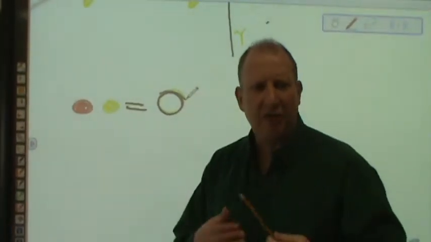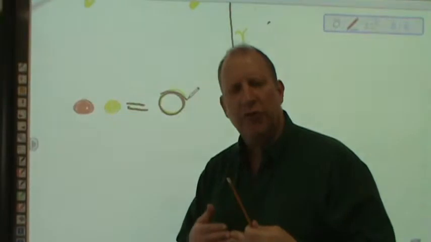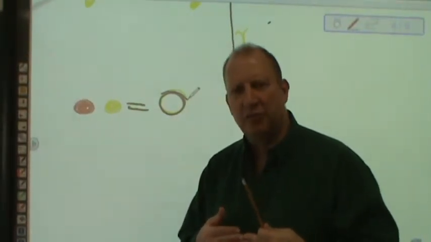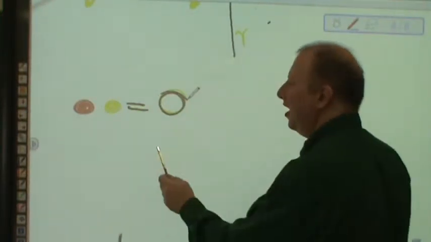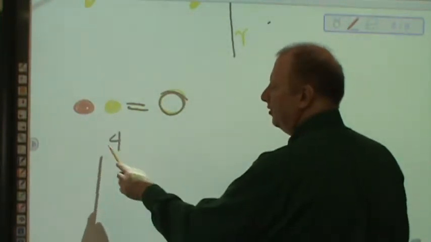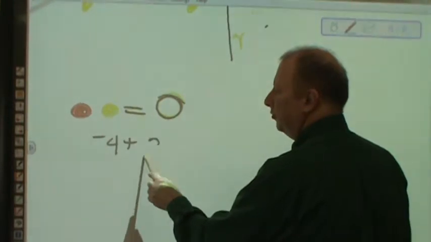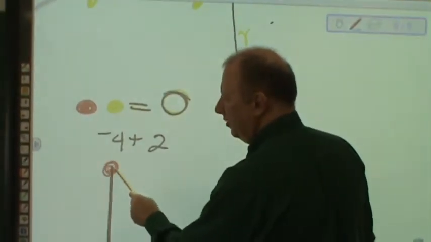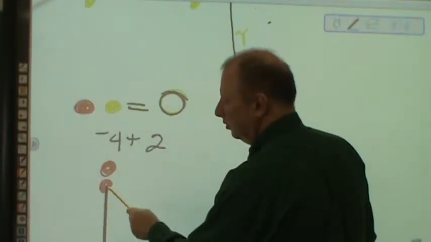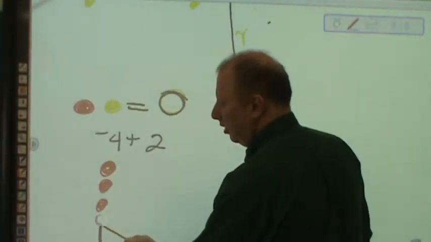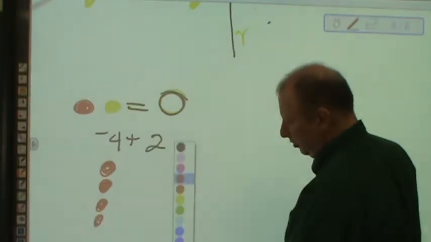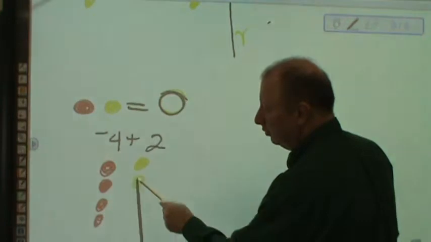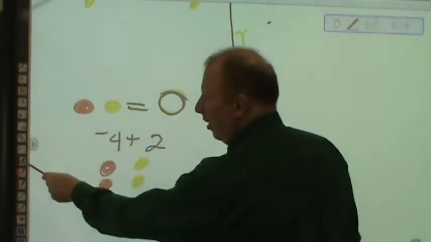Well, let's look at how this works with working with integers. I know you learned a certain set of rules. I'm not looking at the set of rules. Let's say I have 4 red, negative 4, plus 2. This means I have 4 red and then I add to it 2 yellow and what do I have now?